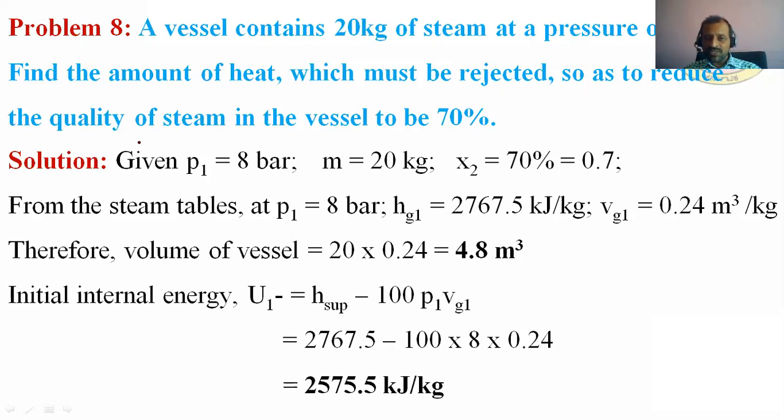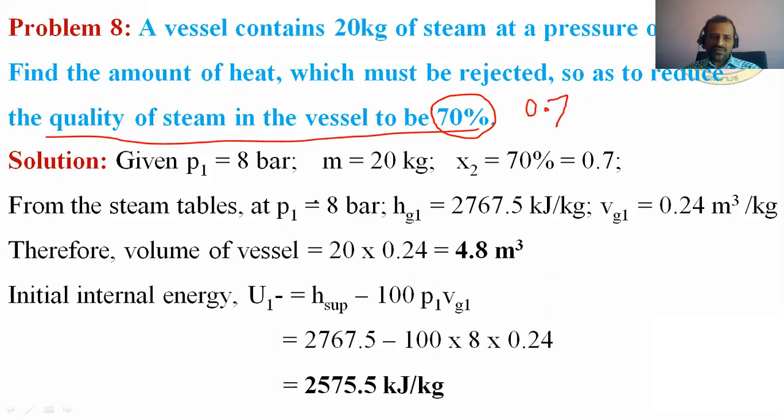Quality of steam. What is quality of steam? It is the dryness fraction. He has given it in percentage, so this percentage now becomes 0.7. So 0.7 is the dryness fraction. Quality of steam is as good as dryness fraction. He has given it in percentage, so it becomes 0.7.